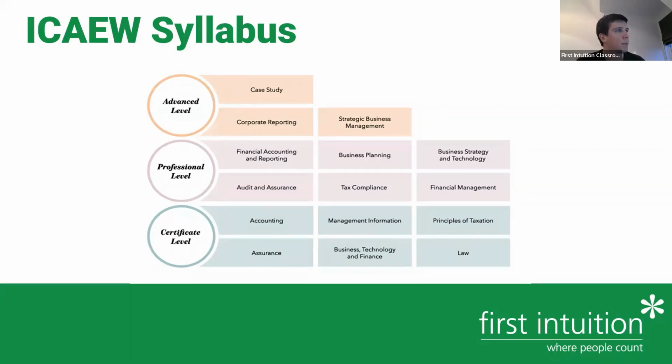You would then have to complete all of the papers at the professional level. So you can see you've got a series of units there. So financial accounting, business planning, and there are a few variations of business planning. The one that our students take is business planning tax. Your business strategy, audit assurance, tax compliance, and financial management.